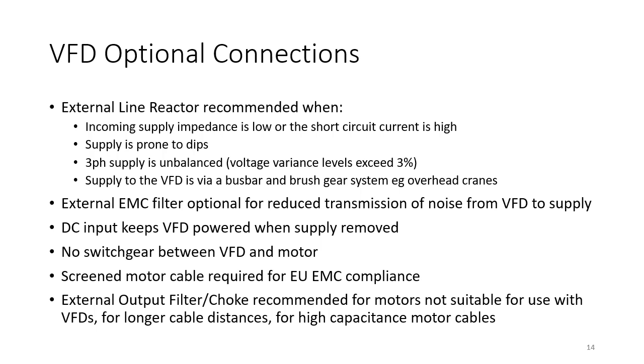It can also be used to balance out supply dips. So if the supply is prone to dipping occasionally, a line reactor can overcome that. It can also be used to help balance an unbalanced 3-phase supply, typically where voltage variance levels exceed 3%. It can also help where the VFD is supplied via a bus bar and you have a brush gear system. This is common in rotating systems and linear gantry type systems like overhead cranes. So the idea of an external line reactor on the incoming side is to smooth the incoming voltage to the VFD.